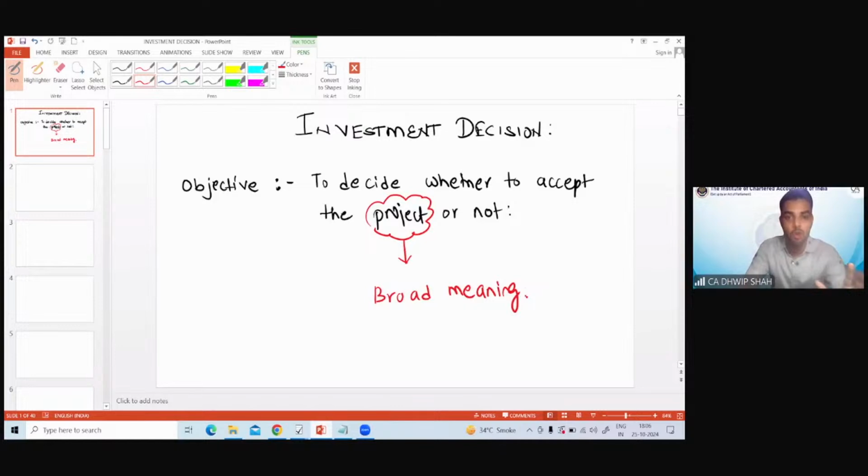Hope you all are understanding that investment decision is to decide whether to accept the project or not. And the word project has a very broad meaning. It may include many things: buying a new machine, replacing a machine, launching a new product, starting a new business. Are you getting any queries still here? Everyone following the concept of investment decision? So the ultimate objective of this investment decision is only one thing: whether to accept the project or not. Project accept kare ya reject kare. That is the ultimate objective of this investment decision.